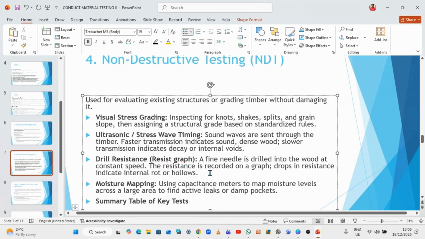A fine needle is drilled into the wood at a constant speed. Then the resistance is recorded on a graph. Drops in resistance indicate internal rot or hollows. Lastly, I can check the moisture mapping, using capacitance meters to map moisture levels.